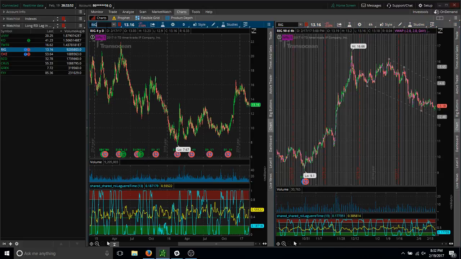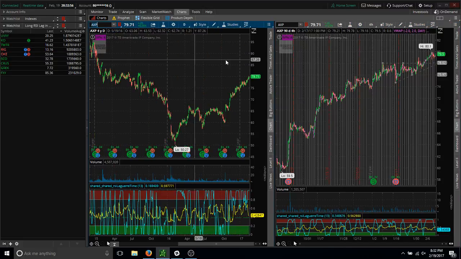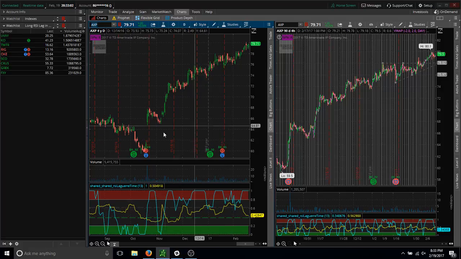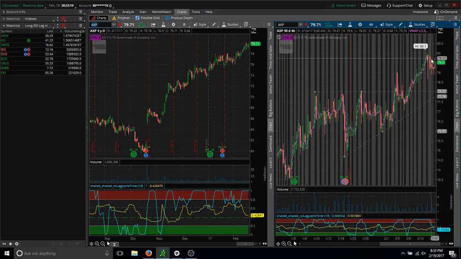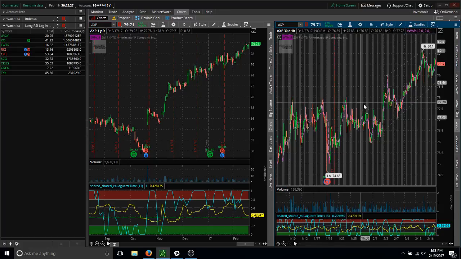AXP. So we've had a good run up here. Seeing we're at 42, so we're approaching that exhaustion. The 4 hour is showing a pullback a little bit too late into it. Let's search in a little bit faster here.